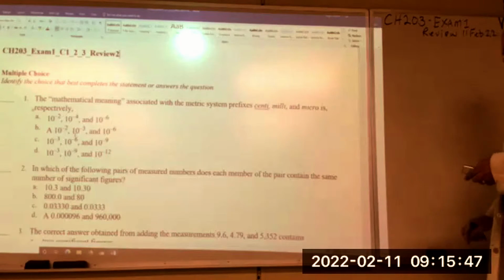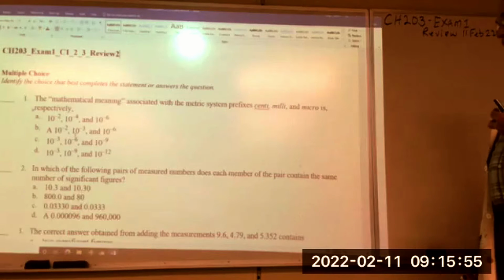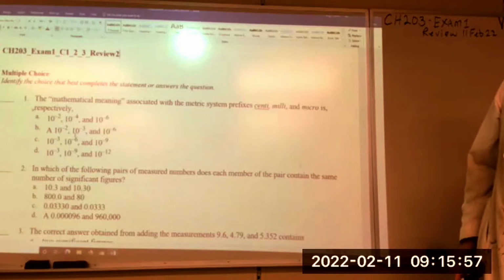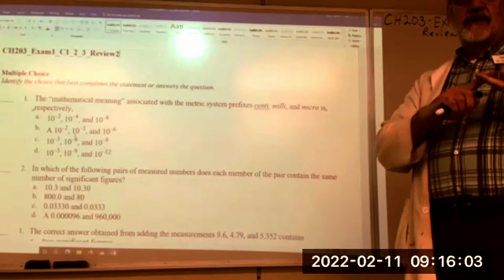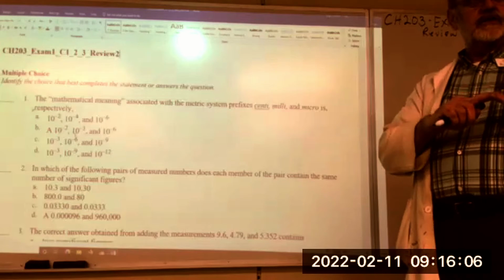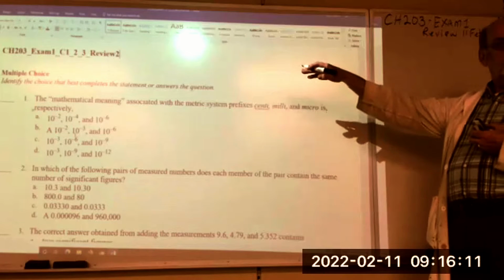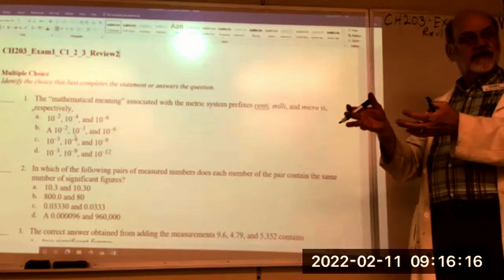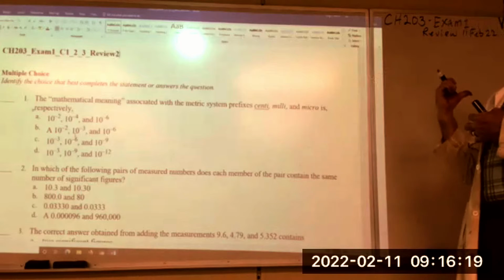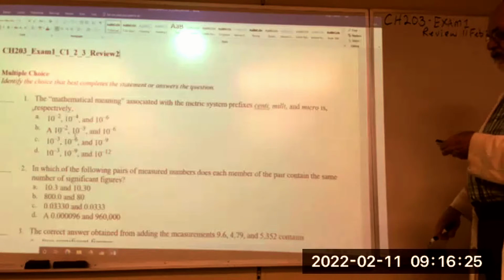All right, which of the following pairs of measured numbers does each member of the pair contain the same number of significant figures? So to answer this one, you have to know the rules. How do you determine significant figures? All right, they're non-zero numbers, and then there are zeros. And they got 3 flavors of zeros. The zeros to the left are never significant. The zeros that are surrounded by non-zero numbers are always significant. And the ones to the right are only significant if there is an explicit decimal somewhere in that number. So we look for this.